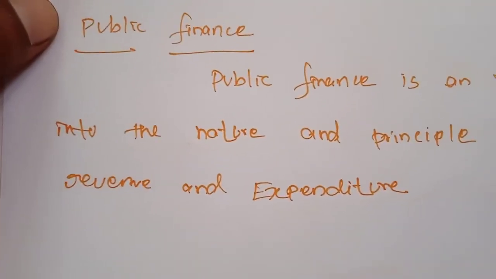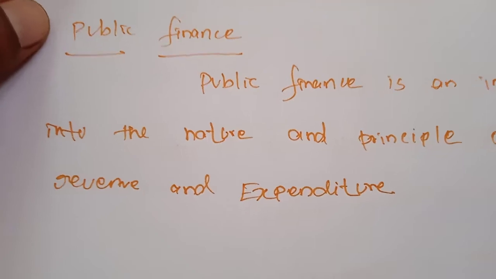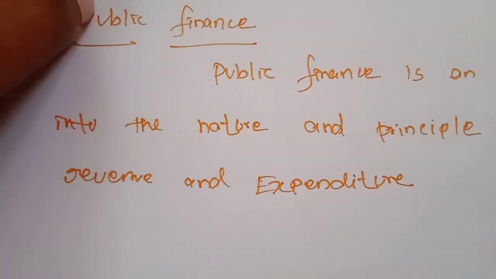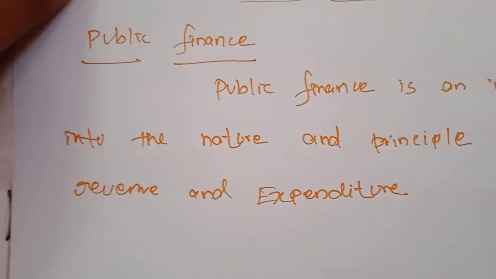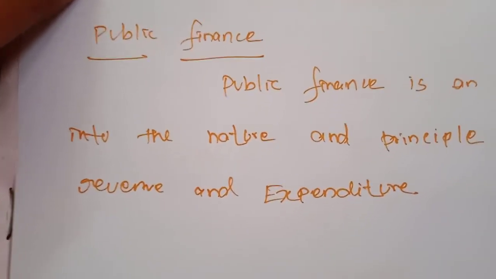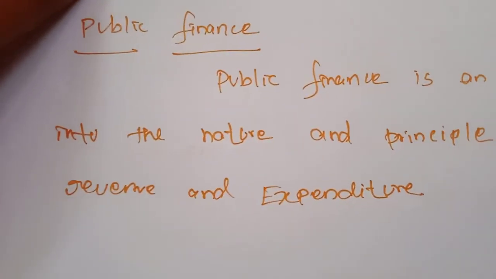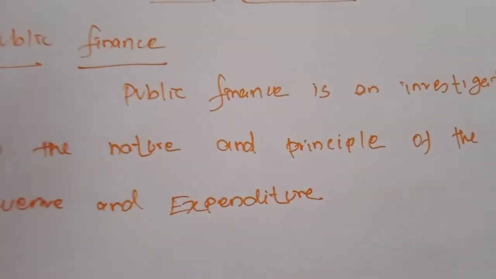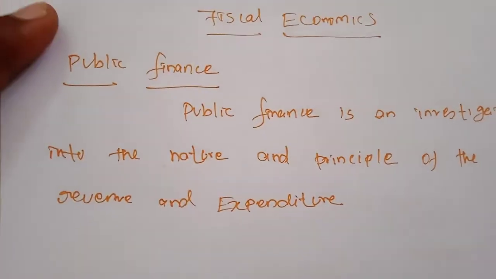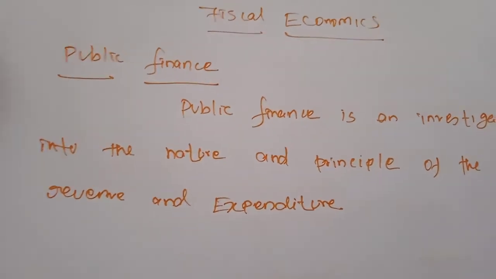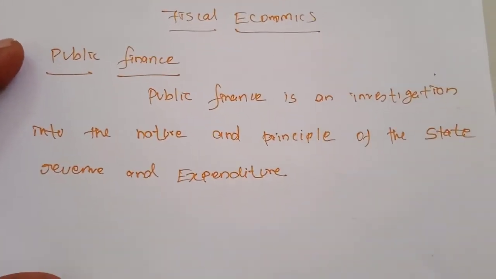The subject public finance is related to the financing of state activities, and it discusses the financial operations of the government treasuries. The term fiscal is derived from a Greek word which means basket and symbolizes the public purse. Hence the subject public finance has been newly termed fiscal economics. Fiscal economics deals with all the income and expenditures of the government.